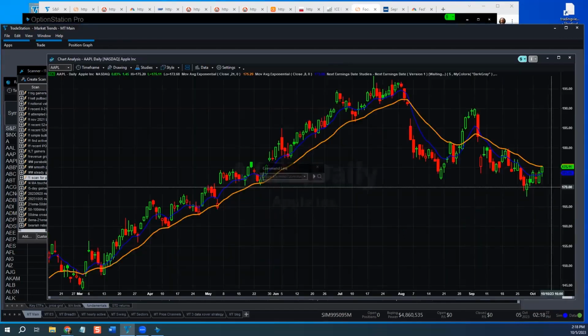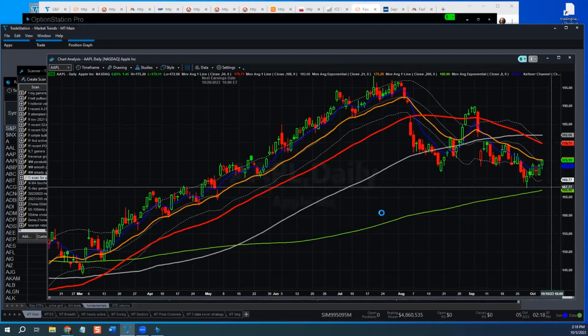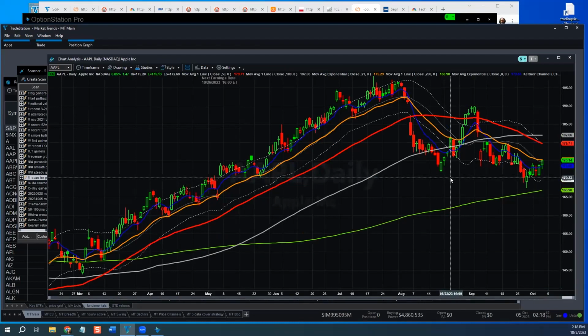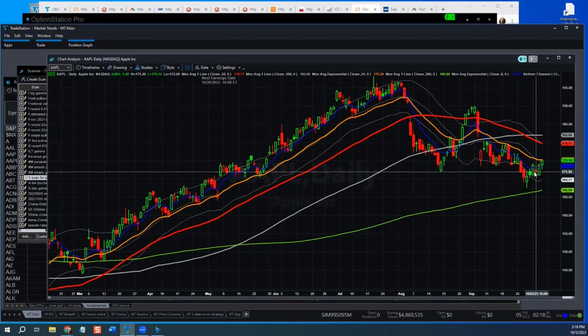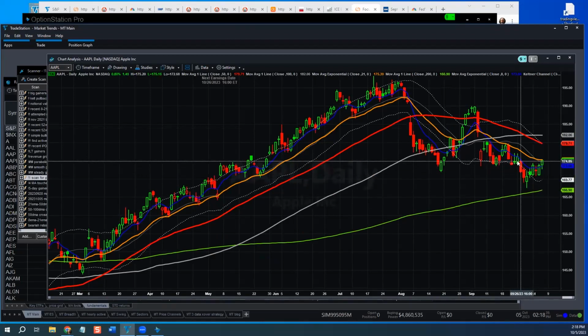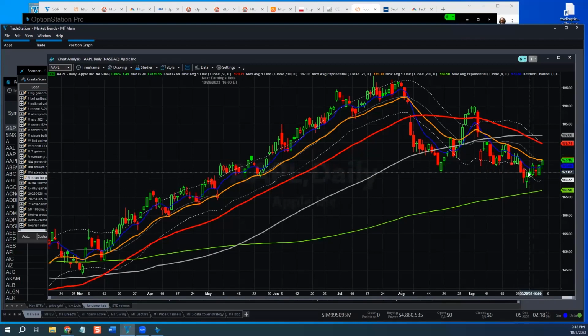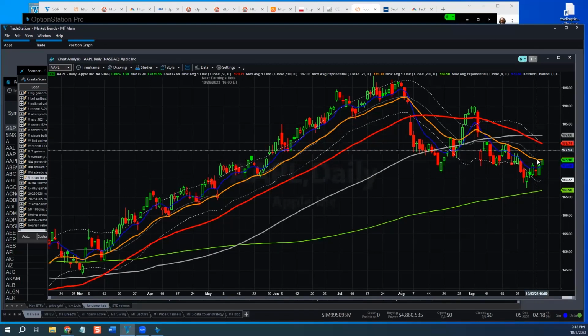Something like Apple is in a similar situation. Someone could look for this to go from 170 down to like 165. Now, again, this one, when you look at it, is at the high of its many-day range, but the 8-day moving average is under the 21-day. It's under its 50-day moving average.